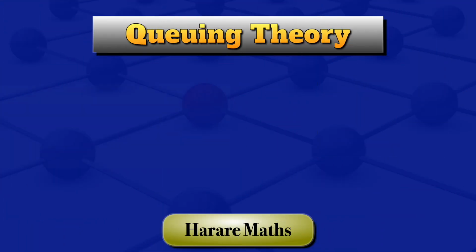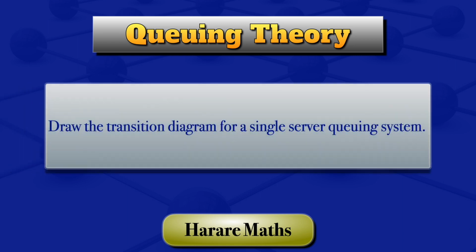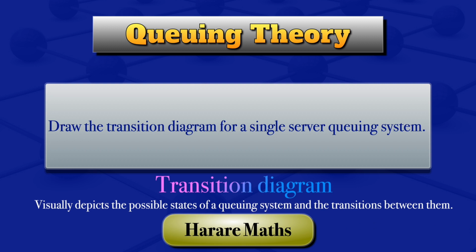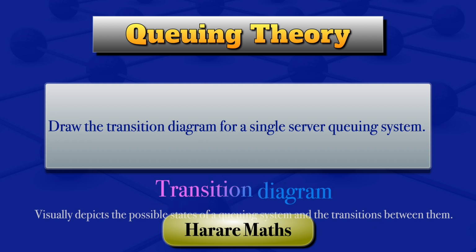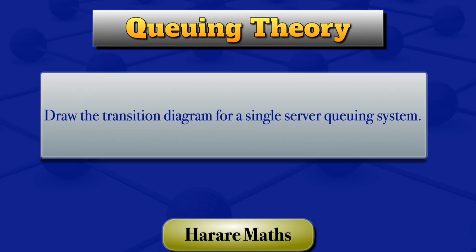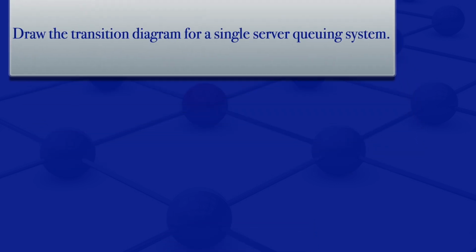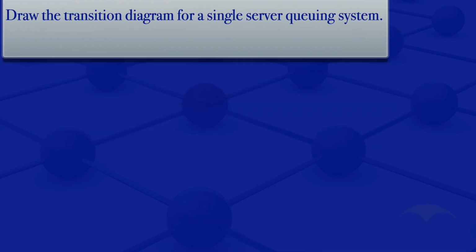In this video, I'm going to draw the transition diagram for a single server queuing system. A transition diagram visually depicts the possible states of a queuing system and the transitions between them. So when you have a single server, we start with the state where we have no customers. If we have no customers in the system, we denote that state by S0.